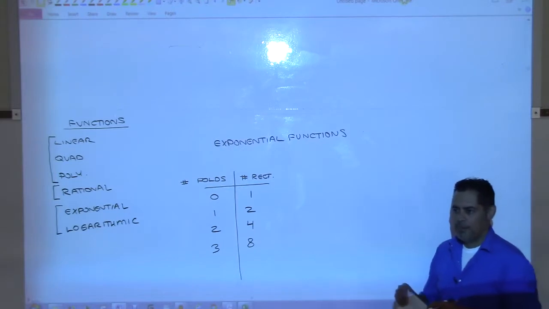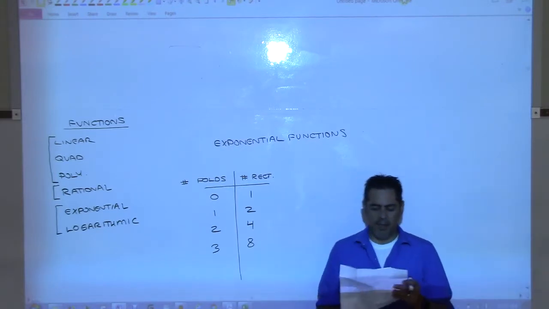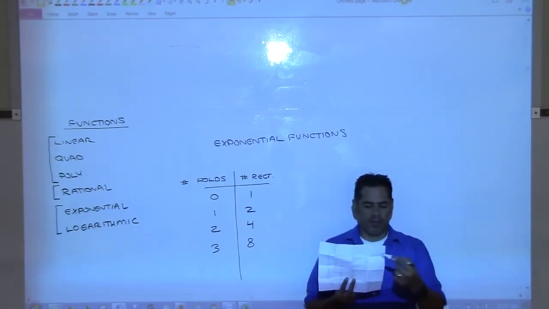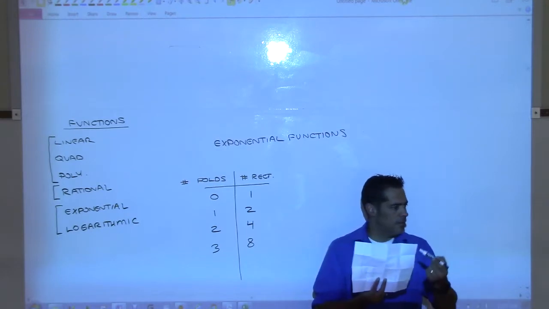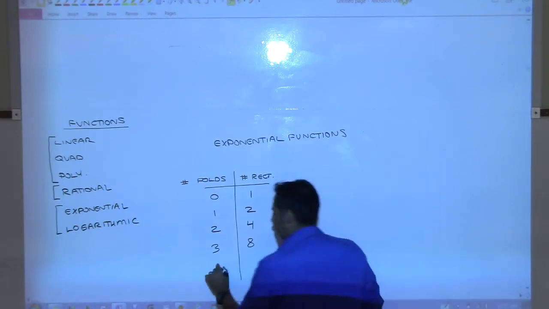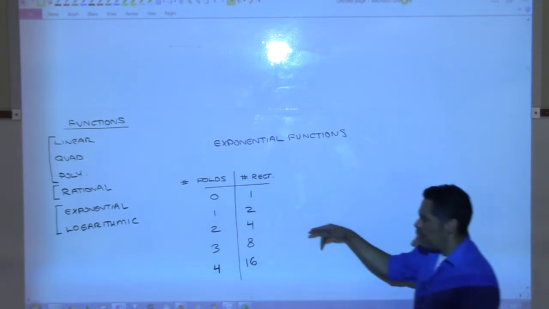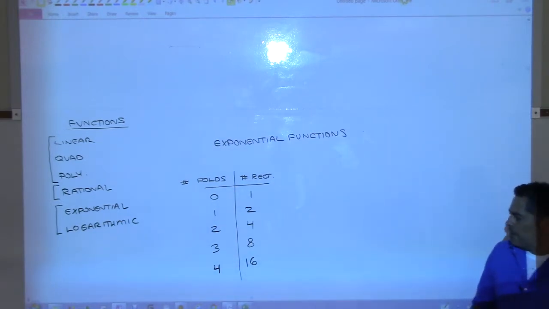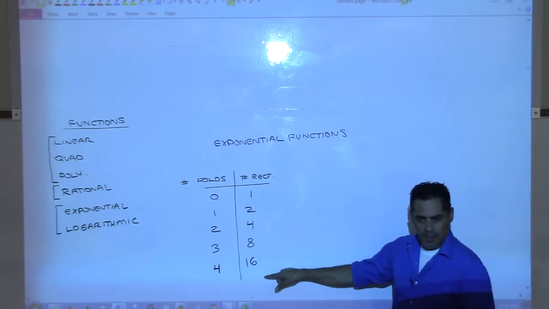16. So we open this up. Now I have 4 across the top, 4 down the side. 4 times 4 is 16, right? Do y'all see a pattern here? What's happening every time I fold it? I'm doubling it, right? Doubling this.